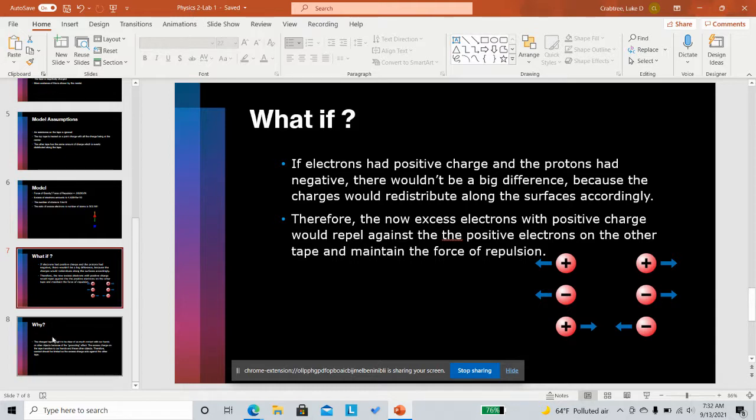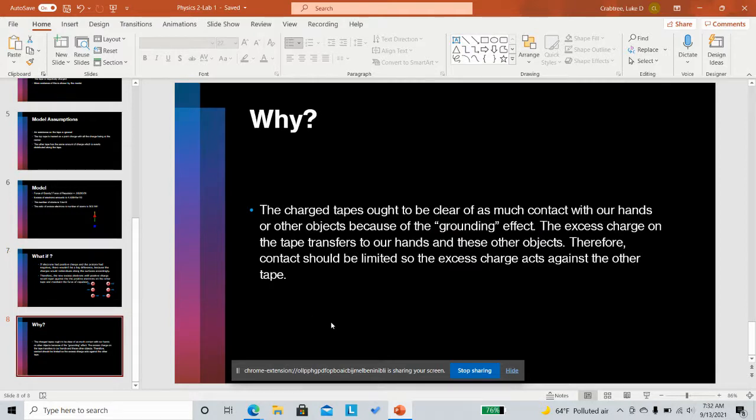Now, when handling the tape, it's good to make sure that our hands and other objects don't interact with the tape, which is charged, and this is because of the grounding effect, basically meaning that excess charge on the tape transfers to our hands and these other objects instead of acting against the other tape. So contact should be limited in order for this excess charge to not act against the other tape and manipulate the data. So that's it.